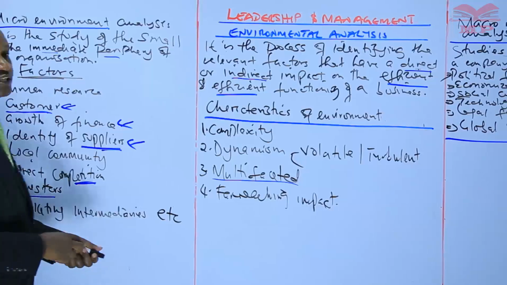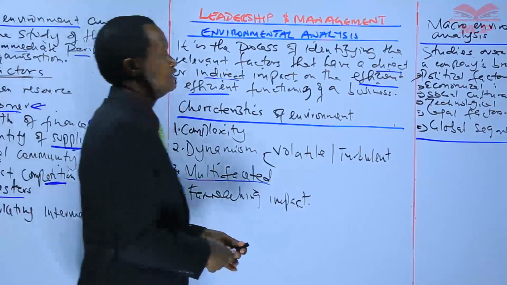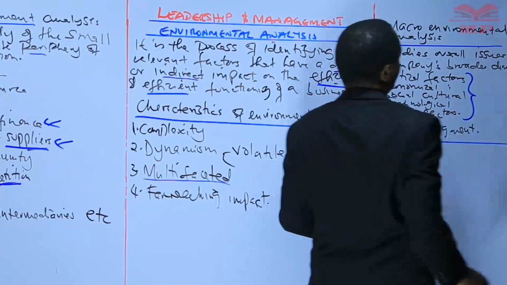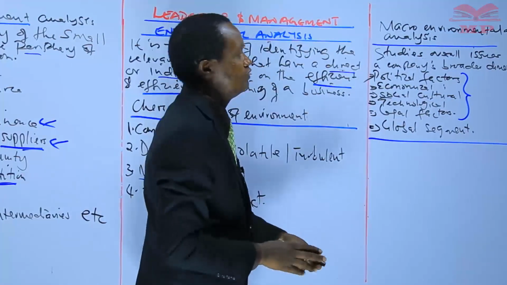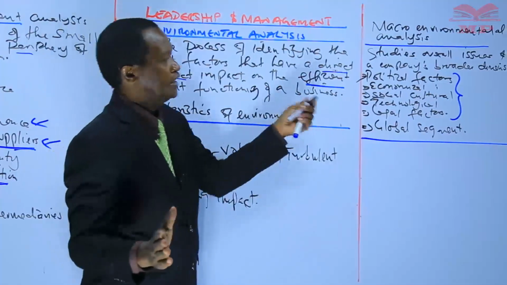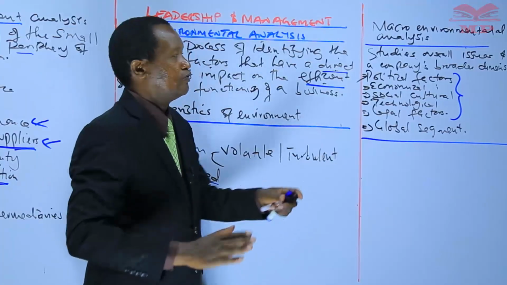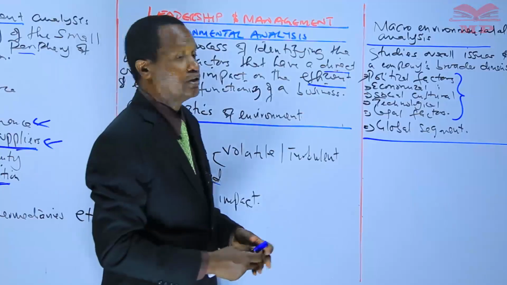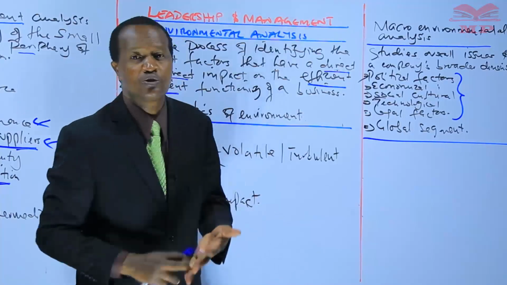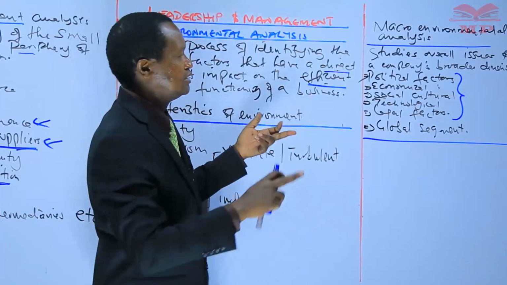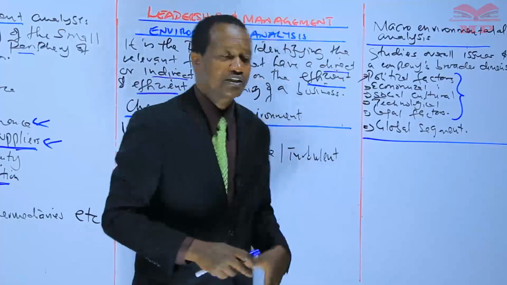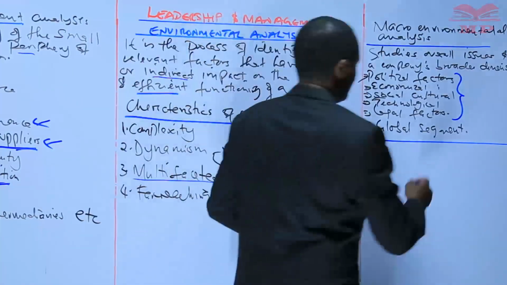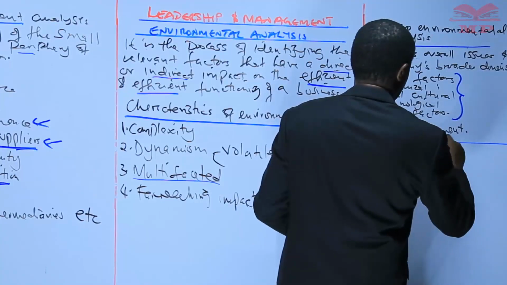Then we went further in this lesson to define macro-environmental analysis. Macro-environmental analysis, we say, is the study of the overall issues and the study of the company's broader dimensions or segments, which included the political factors, economic factors, technological factors, the global factors, the legal factors, socio-cultural factors, and so on. Now, as we close the lesson, allow me to give you an assignment.